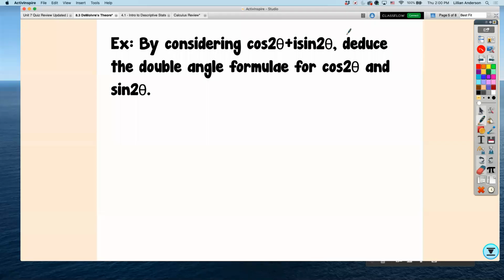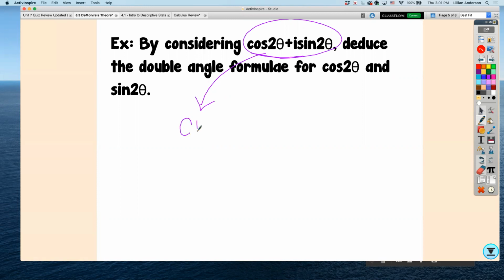By considering cosine 2 theta plus i sine 2 theta, deduce the double angle formulas for cosine 2 theta and sine 2 theta. Do realize that cosine 2 theta is associated with the real part of this complex number, and sine 2 theta is associated with the imaginary part. When we work with this expression, we'll end up having the real part associated with cosine 2 theta and the imaginary part associated with sine 2 theta. Hopefully you recognize that this is just a tad bit altered from our normal cosine theta plus i sine theta.